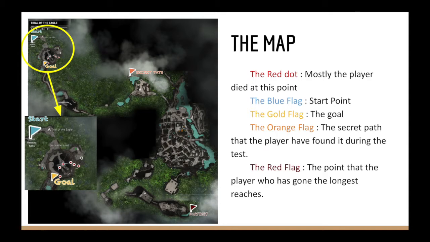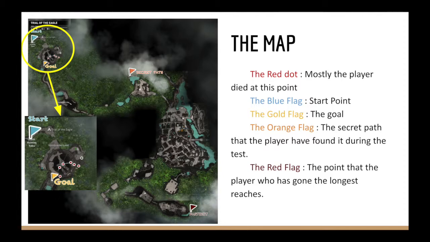Turn to the map of our mission. We have marked some dots on it so you can compare and understand our experiment results easily. Let's begin with the flags. First, the blue flag means the starting point. Second is the gold flag, which means our mission, the goal.